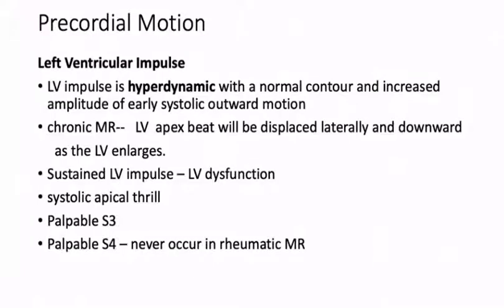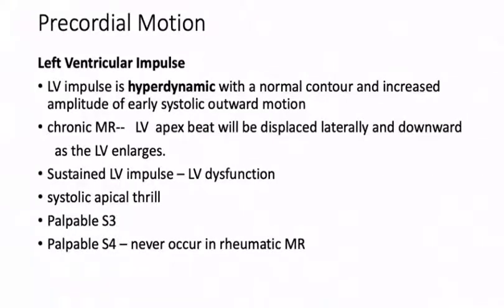In acute MR, there is no apical displacement. The apical impulse is in the normal space, whereas in chronic MR, because of the LV compensatory mechanism with eccentric LV dilatation, there is LV enlargement. So the apical impulse is displaced laterally and downwards, and it is a sustained, hyperdynamic LV impulse. If there is a sustained LV impulse, then we need to think that the patient has associated LV dysfunction. That is, the patient is landing up in decompensated chronic MR, or the patient has associated ischemic heart disease leading to LV dysfunction with MR.